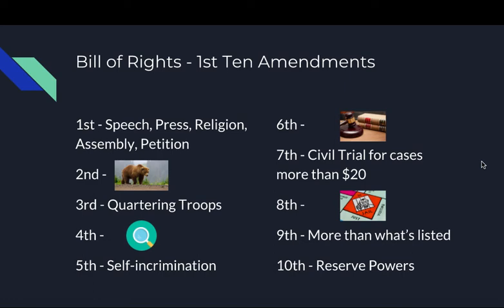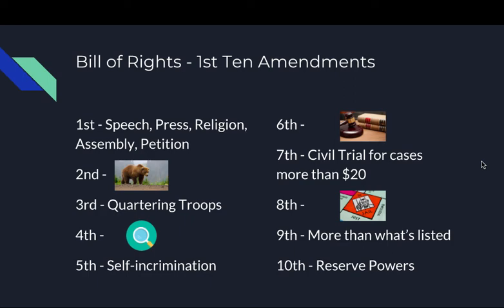Amendment 9. Interesting one. Amendment 9 really opens this up. The enumeration in the Constitution of certain rights shall not be construed to deny or disparage others retained by the people. So these are not the only rights, these are not the only entitlements that you have as a United States citizen.